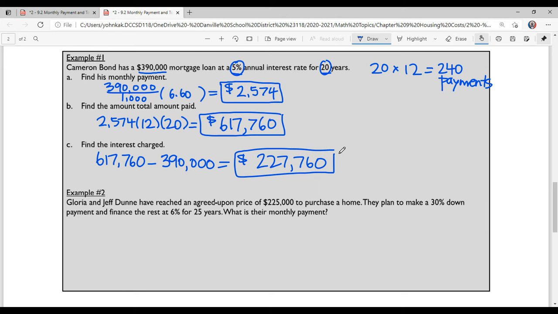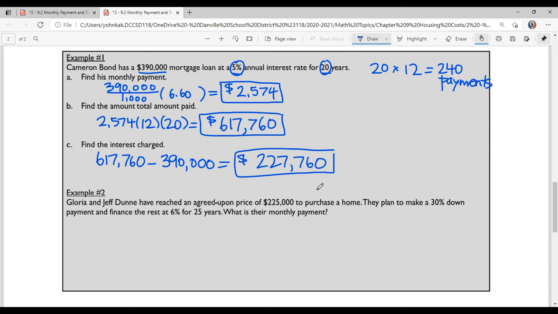So that means that when Cameron borrowed $390,000 from the bank, he's going to give them not only that $390,000 back at the end of 20 years, but he will also have given them an additional $227,000. Kids, this is how banks make money. They loan you money and then expect you to pay them back a lot more as a thank you.